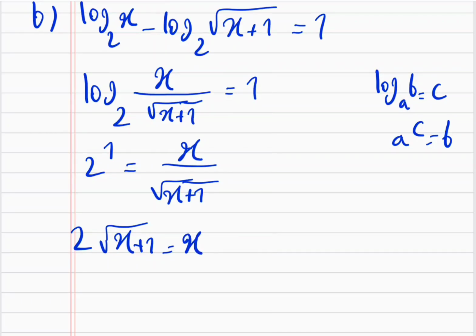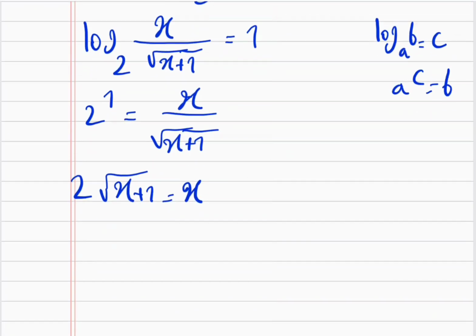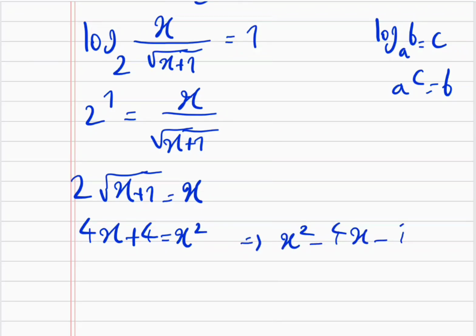x. And at this point we can square both sides, so we get basically 4x plus 4 is equal to x squared, which is x squared minus 4x minus 4 is equal to 0. Now we can use the quadratic formula to solve this, and immediately you'll get the two solutions, which are 2 plus or minus 2 root 2.